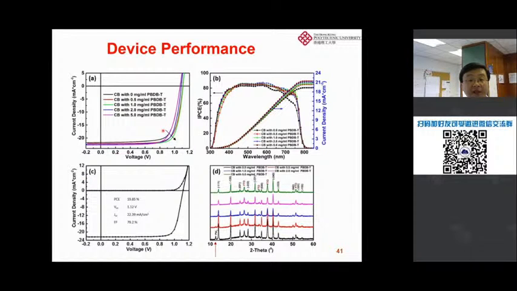Yes, with the proper amount added, you get from here to the red one to the green one, which is 1 milligram per milliliter of polymer. This gives you the highest efficiency. When you add more, it goes back. Well, it's not surprising, because we don't expect too much polymer as the mobility is not that high. So in short, we are able to get 19.9% efficiency.